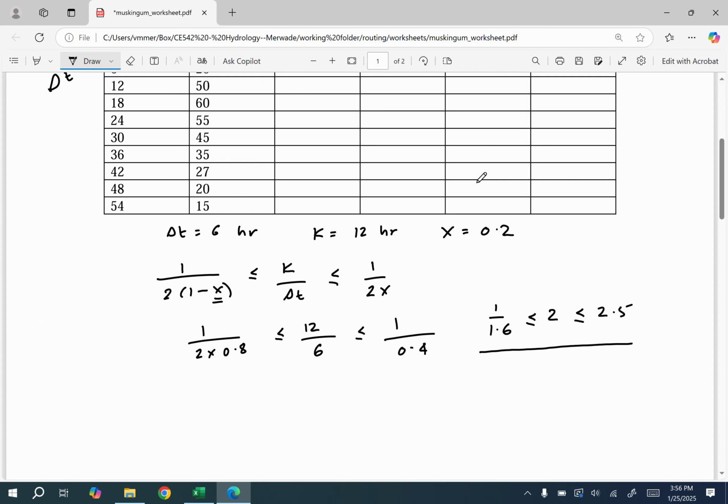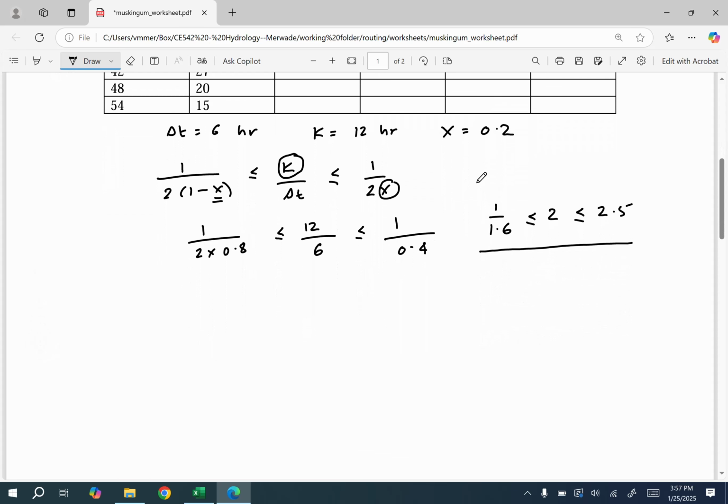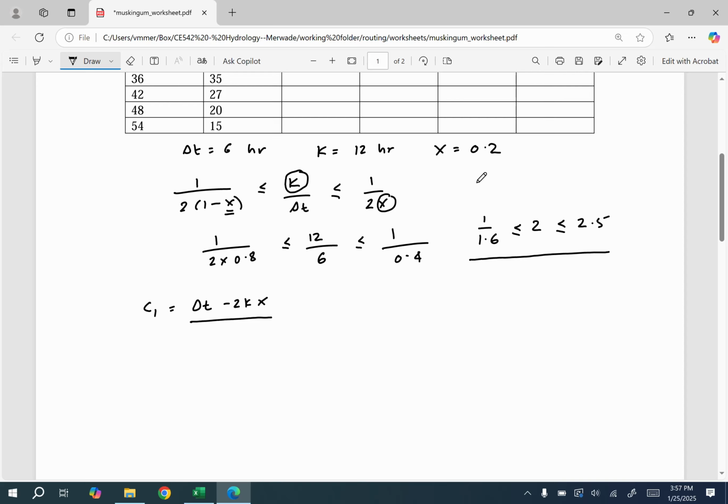And again, if the criteria does not satisfy, we have to modify K and X. So in this case, we don't have to worry. Now the next step is to find out the values for C1, C2, C3. So we have C1 is equal to delta T minus 2KX over 2K(1 minus X) plus delta T.